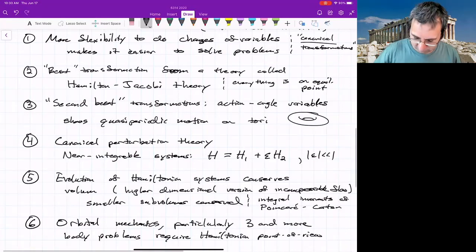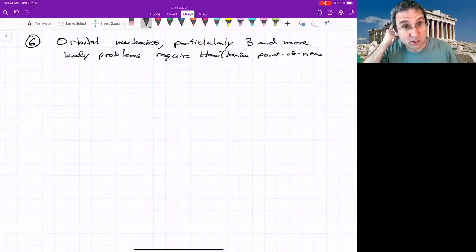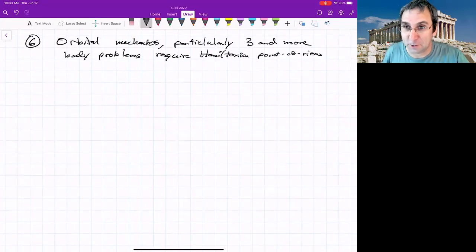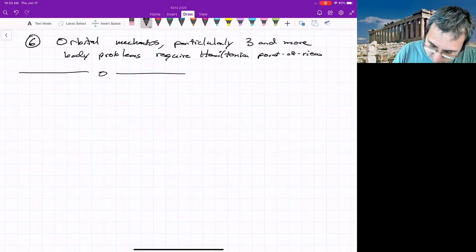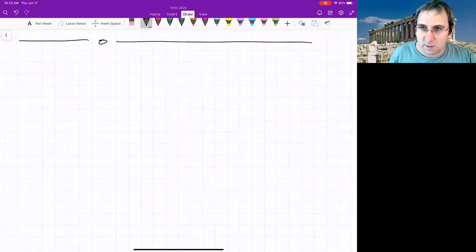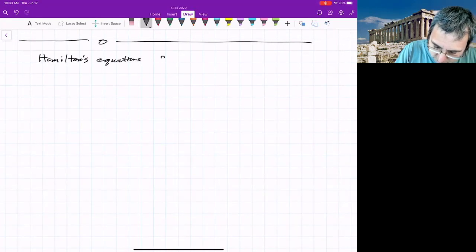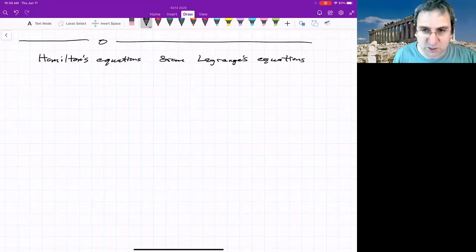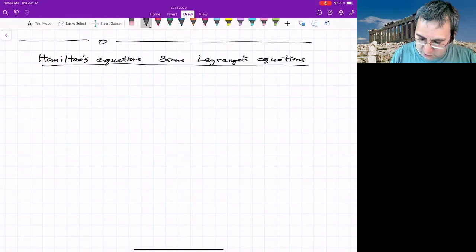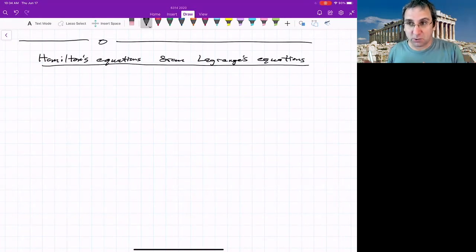Okay. All right. Well, since I've said a bunch about Hamilton's equations, or at least the benefits, maybe we should look at actual Hamilton's equations. And I'll do it as Hamilton's equations from Lagrange's equations. You could see Hamilton's equations as coming about independently, but as an introduction, it's often shown that you could take Lagrange's equations and then transform them.